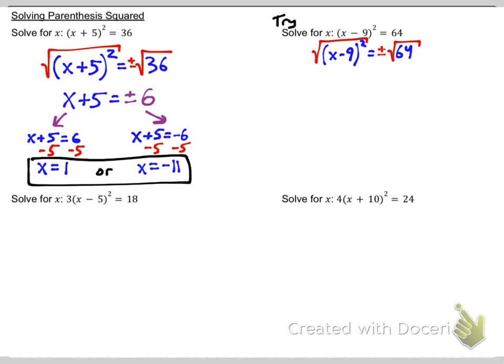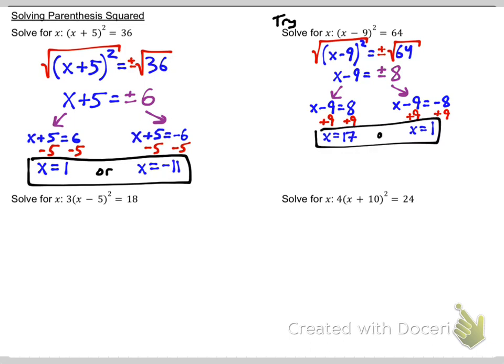All right, x minus 9 squared equals 64. Take the square root of both sides, and don't forget the plus or minus. So we get x minus 9 equals plus or minus 8. When we write the two equations, we get x minus 9 equals 8 and x minus 9 equals negative 8. Add 9 to both sides, we get x equals 17 or x equals 1. Those are our two solutions.